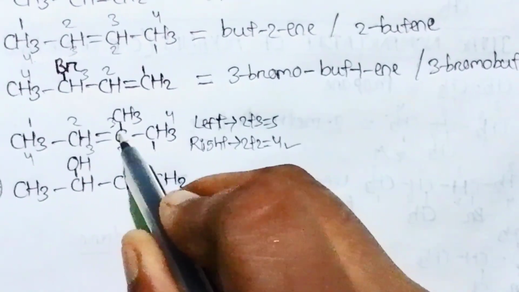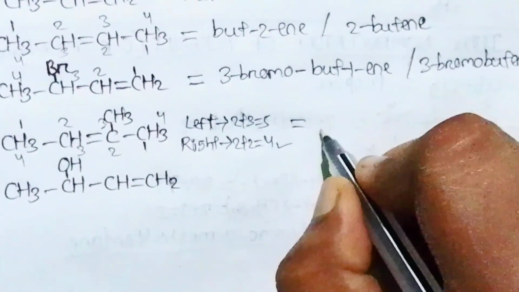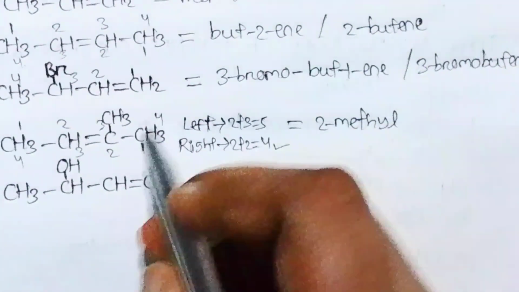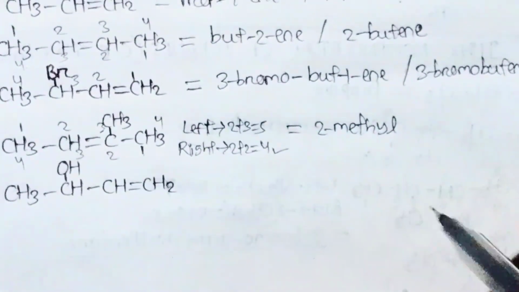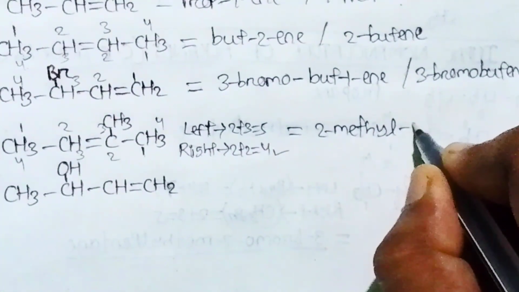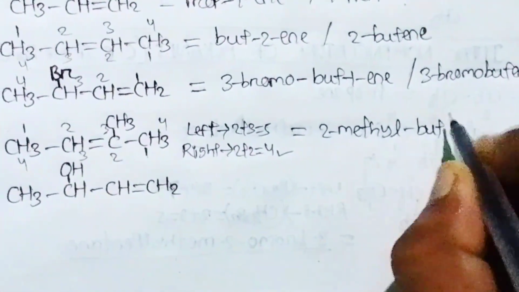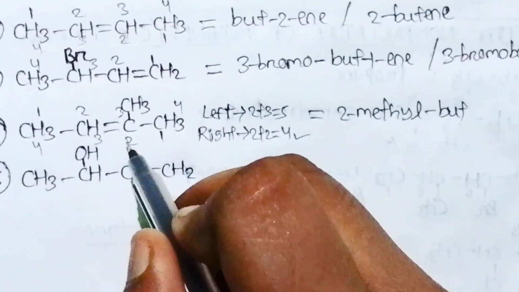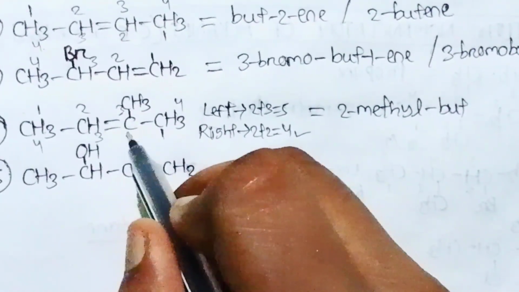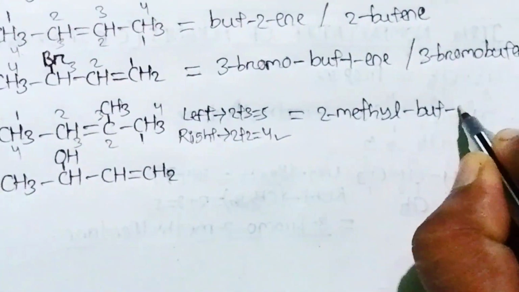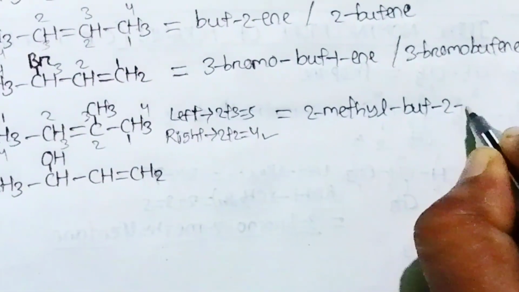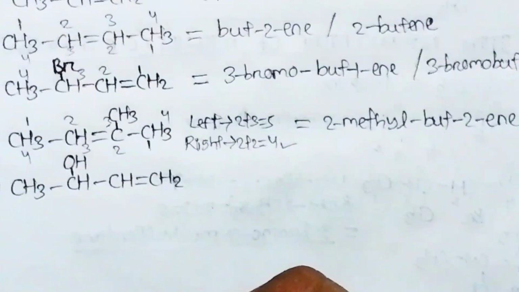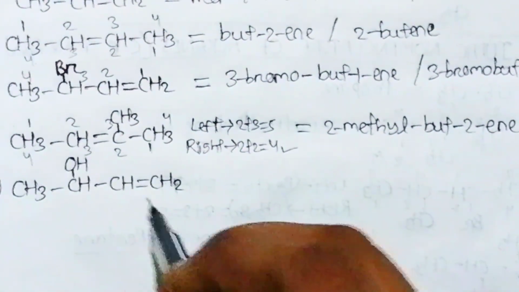Okay, so this IUPAC name will be 2-methyl, as there are 4 carbon atoms, then write it as but, and you can see the double bond is present at 2 position, so we'll write it as 2-methylbut-2-ene.